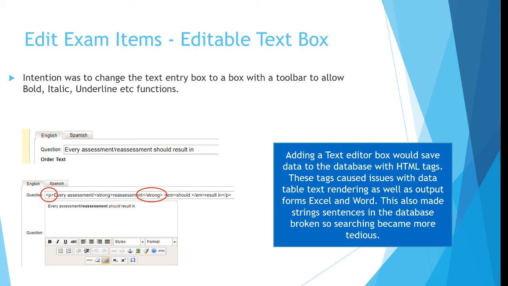On the edit exam items, when you actually go into edit one as a single selection, the customer asked if it would be possible to put in a text editor box because they wanted to bold a few things or italics or underline things. So I looked up the functionality and I did implement it, but it turned out it was saving HTML tags into the database, and then when you retrieved them, it was also putting them on the Excel and the Word output reports and putting it, as you can see here, circled in red and putting it in as the question.